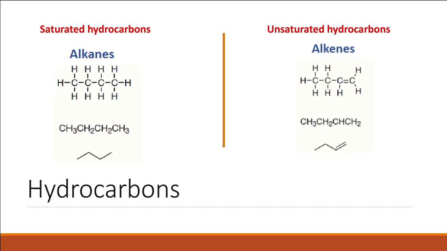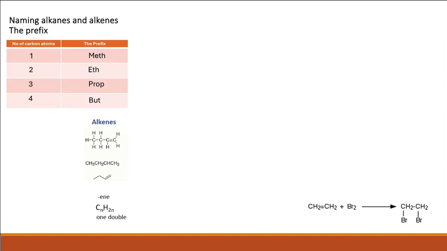So the hydrocarbons are organic molecules which only have hydrogen and carbon in their structure. So we have the saturated hydrocarbons, represented by alkanes. They are saturated because they don't have any double bond. And then we have the unsaturated hydrocarbons, represented by alkenes, because they have this double bond, so they are called unsaturated. To compare between these two, let's start off by naming alkanes and alkenes.